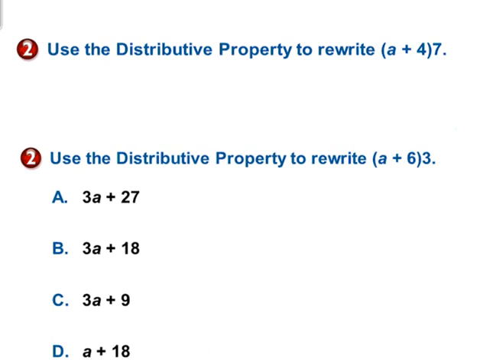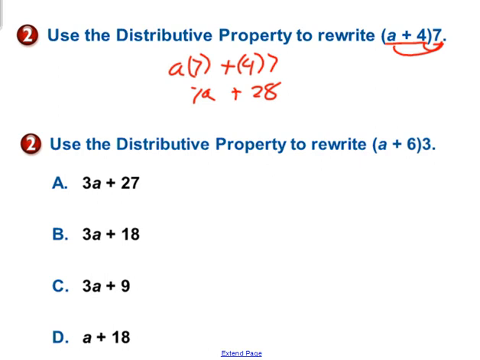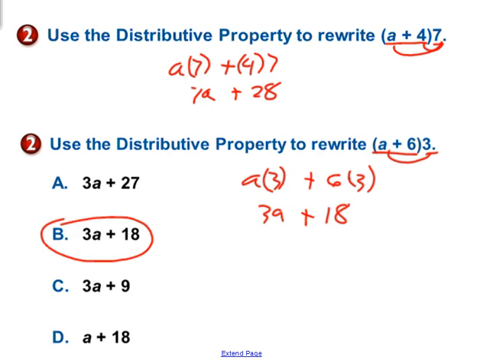Moving on, use the distributive property to rewrite the quantity a plus 4 times 7. So I'm going to say that is a times 7 plus 4 times 7. Well, 7a plus 4 times 7 is 28, so it would be 7a plus 28. I'm distributing the 7 over both parts of the things in the parentheses. That's our distributive rule. Second example of this type is to use the distributive property to rewrite a plus 6 times 3. So that's a times 3 as I distribute that over the insides of the parentheses, and 6 times 3. So 3a plus 18 is the way this is worked out, and that becomes letter B.